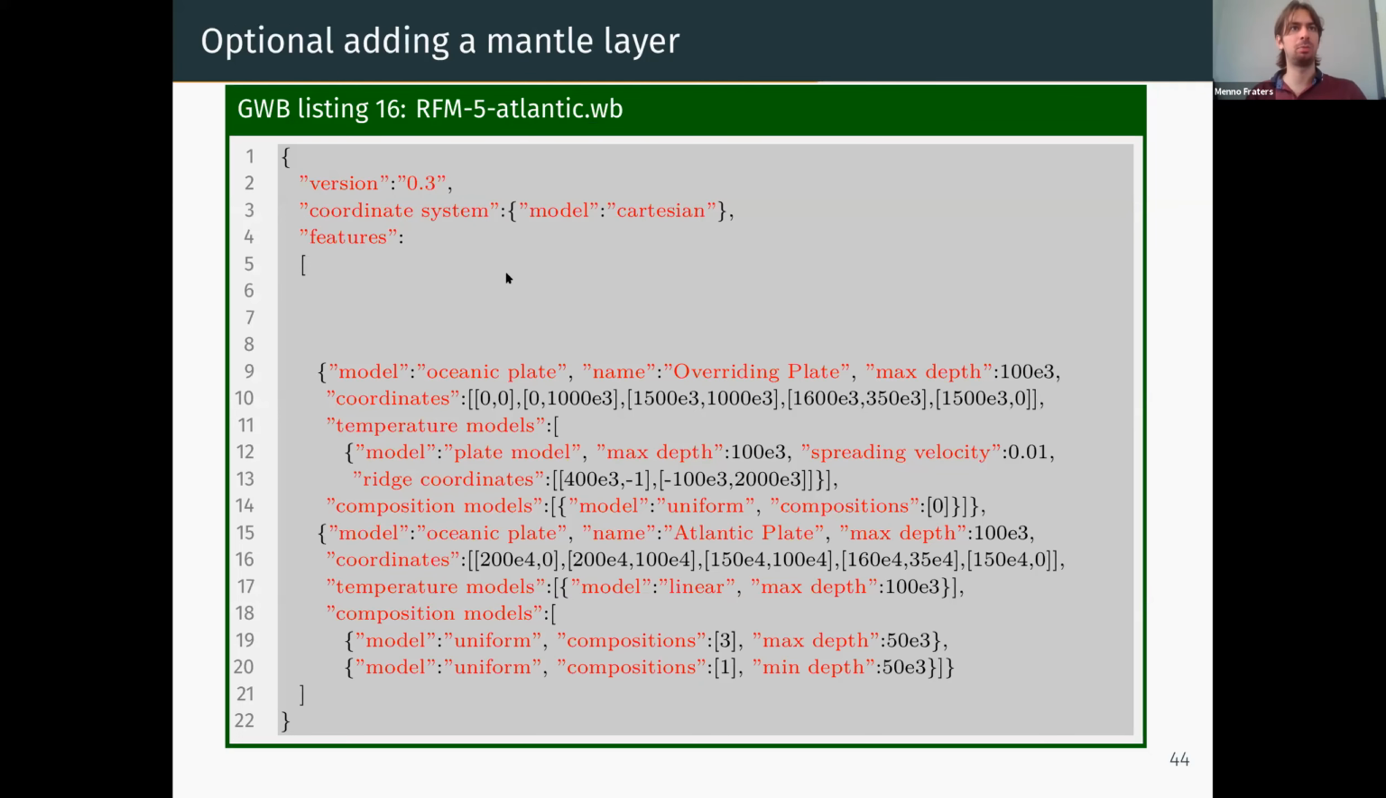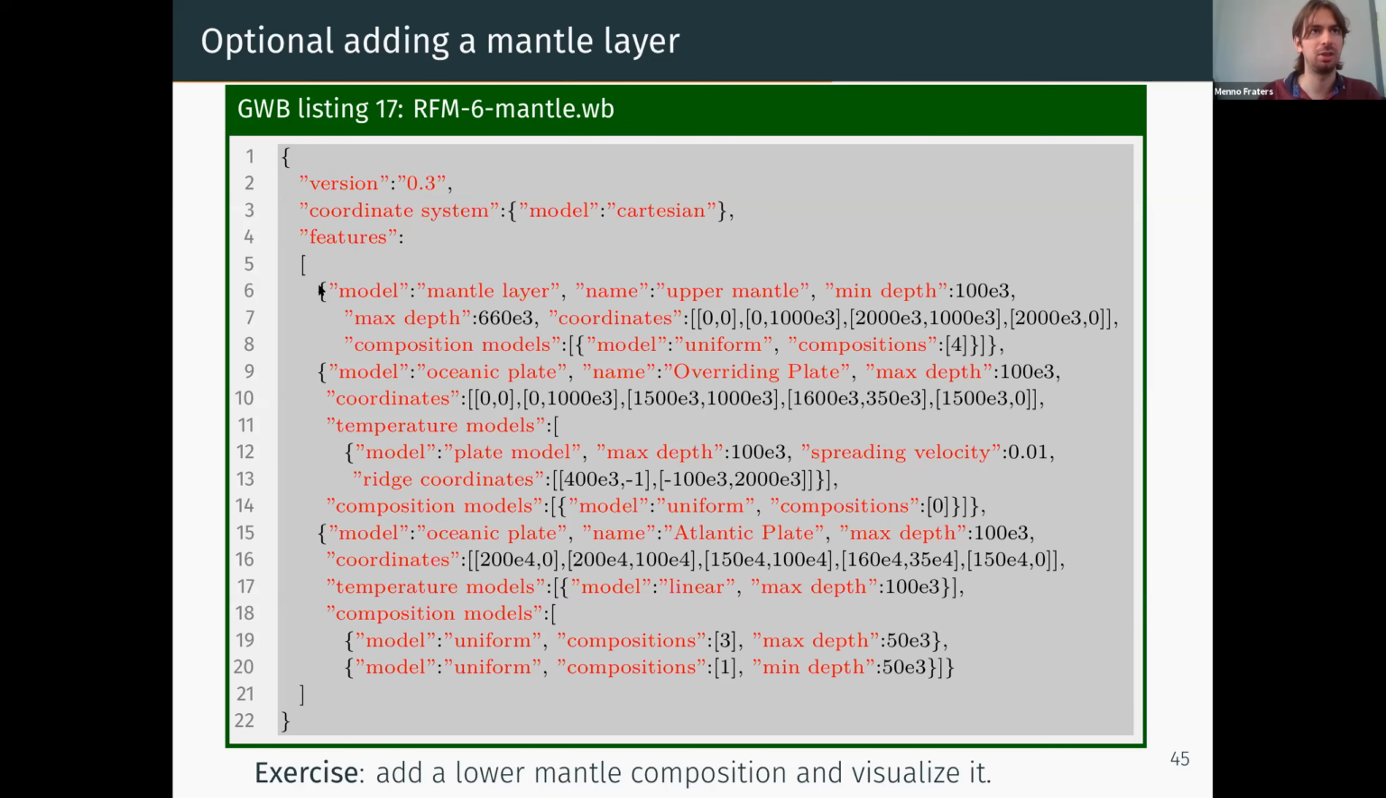And the other thing I did before the break was just to add a mantle layer. I did that by making a new object. So remember, an object starts with the curly brace and ends with the curly brace. I gave it a model name, which is the plugin in Aspect language, called mantle layer. I gave it a name, which can be anything, but make it descriptive. So I made it an upper mantle, and I gave it a minimum depth and a maximum depth. And I gave it coordinates. I also gave it a separate composition.